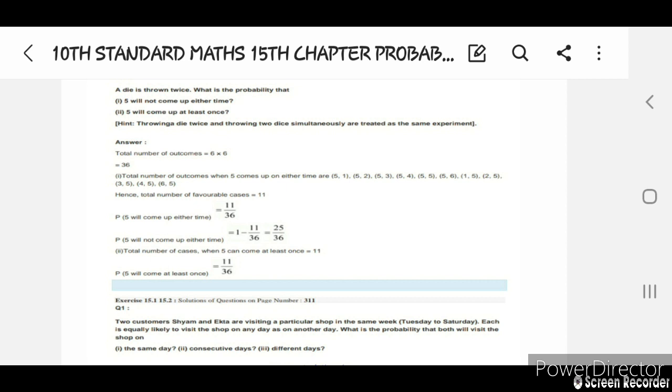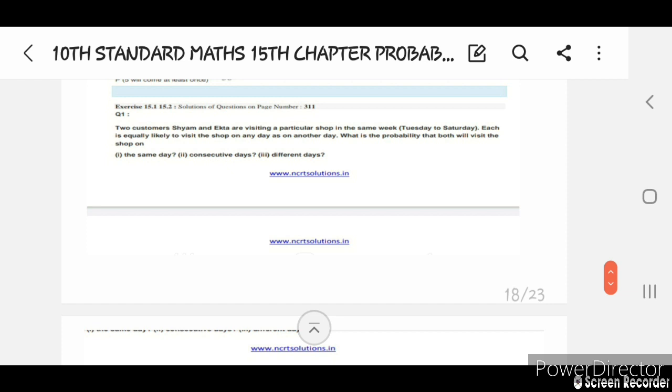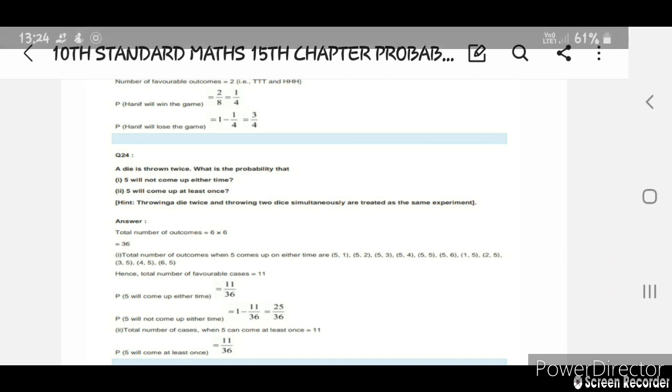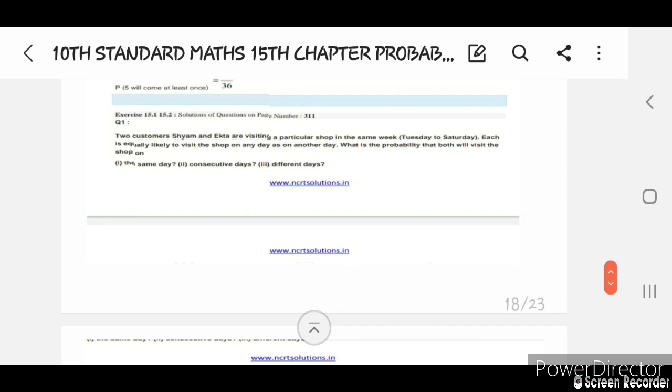Next, exercise 15.2. So these 24 questions you understand. Till here you understand half of the chapter, I think so. So by seeing that, I am going ahead. I am getting good clarity from you, because this chapter is easy and important for you for scoring marks in your exam.